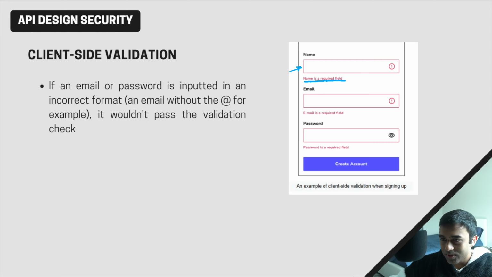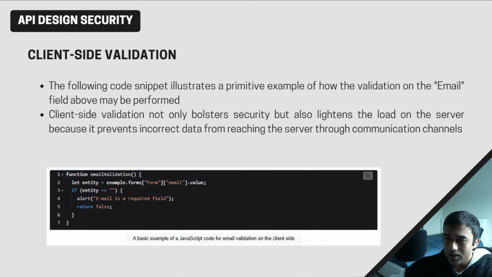If an email or password is inputted in an incorrect format, an email without an @ sign, for example, it wouldn't pass the validation check. So the following code snippet illustrates a primitive example of how the validation on the email field above may be performed. Client-side validation not only bolsters security, but also lightens the load on the server because it prevents incorrect data from reaching the server through communication channels. So here we have an email validation function, and it looks at the form values for email, and it checks if it's empty, then it'll give you an alert and it'll return false, right?